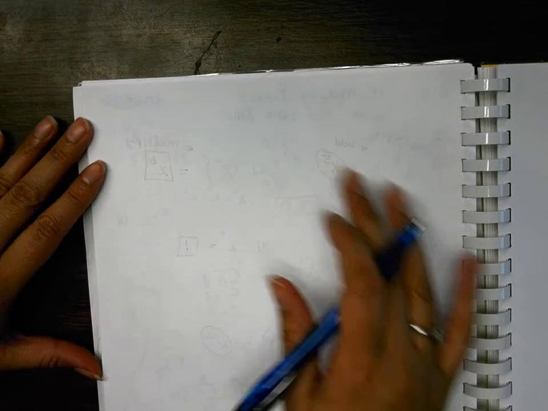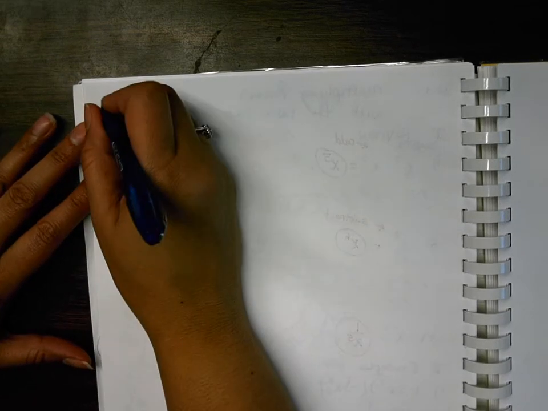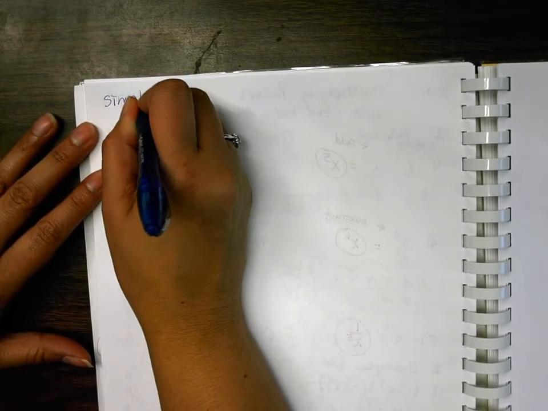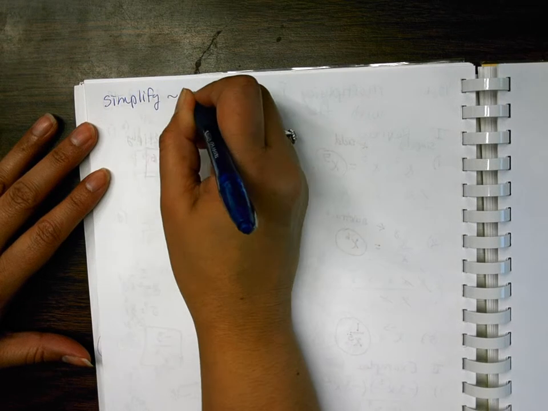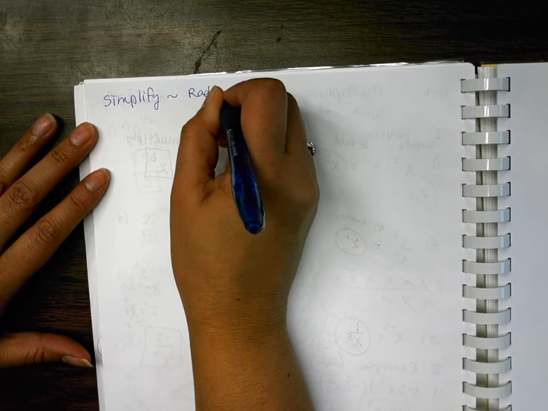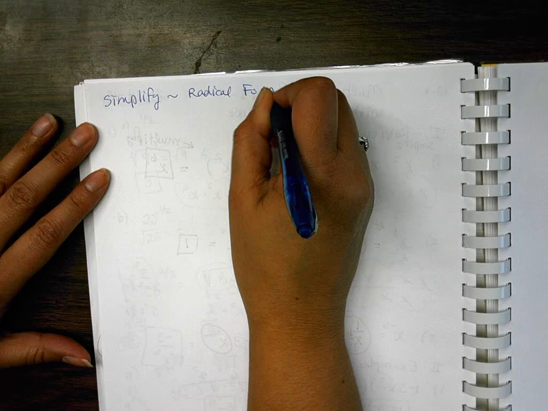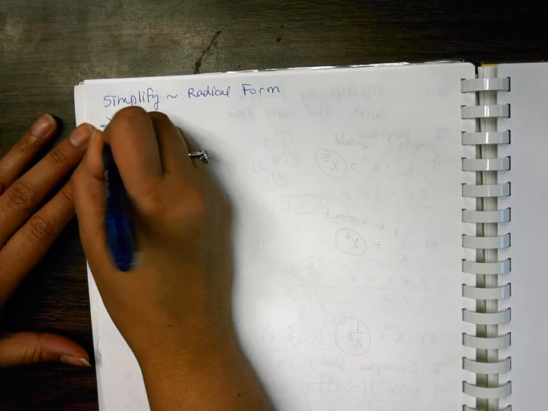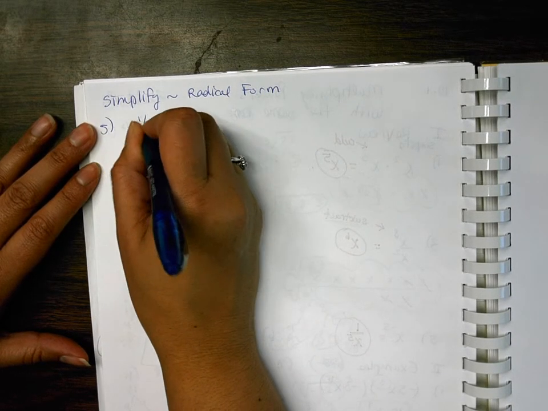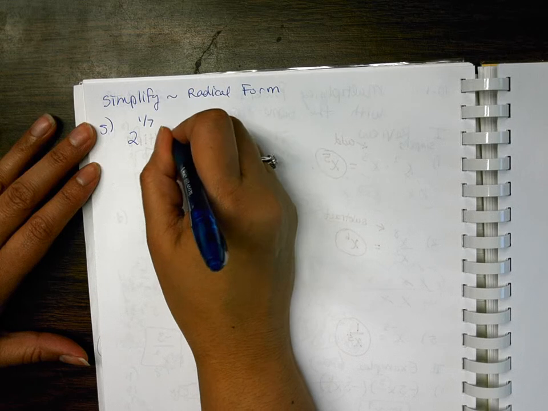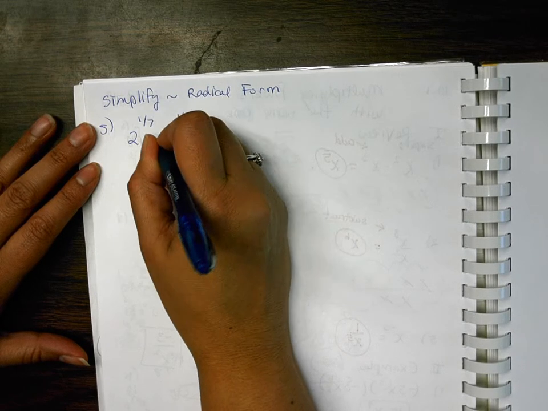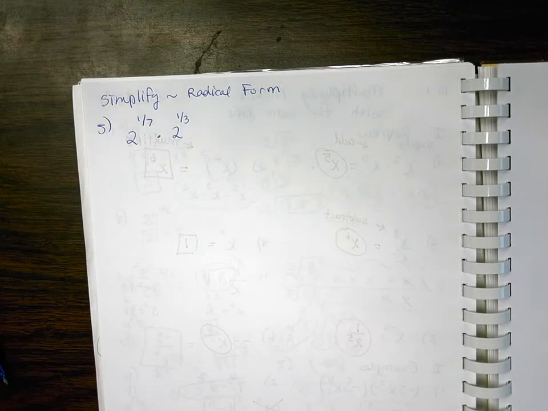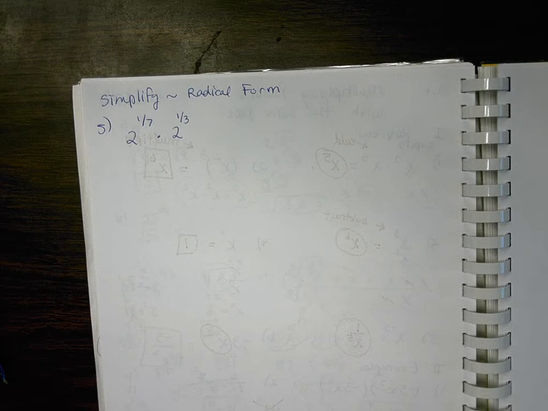All right, number 5. I want you to write your final answer, simplified, in radical form. Number 5. 2 to the 1/7 times 2 to the 1/3. So this is where it's a little different from what you had last year. Are the bases the same? Yes, and they will be like this on your assignment today.